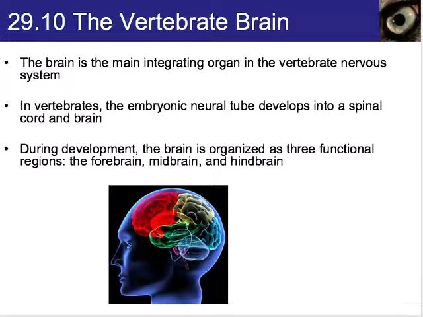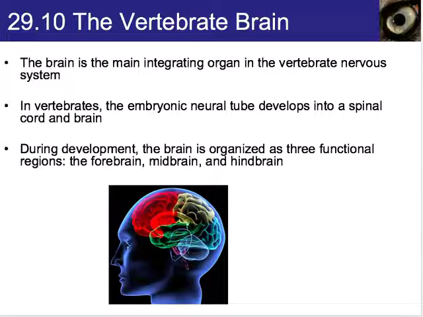The other part of this lecture is all about the brain, and I do expect you guys to know key things about each part of the brain. So the brain is the main integrating organ in vertebrate nervous systems. And like we talked about at the very beginning of part one, vertebrates have something called cephalization, or a bundle of nerves in the head. In our case, our cephalization is the brain.